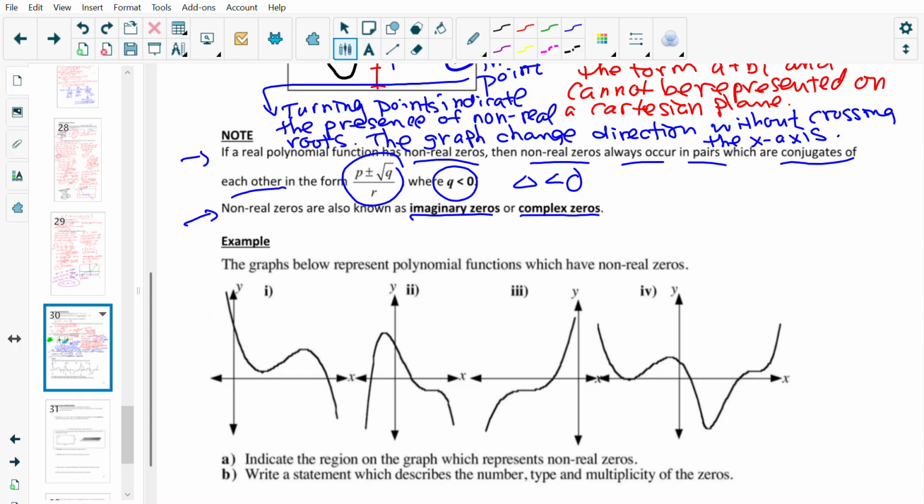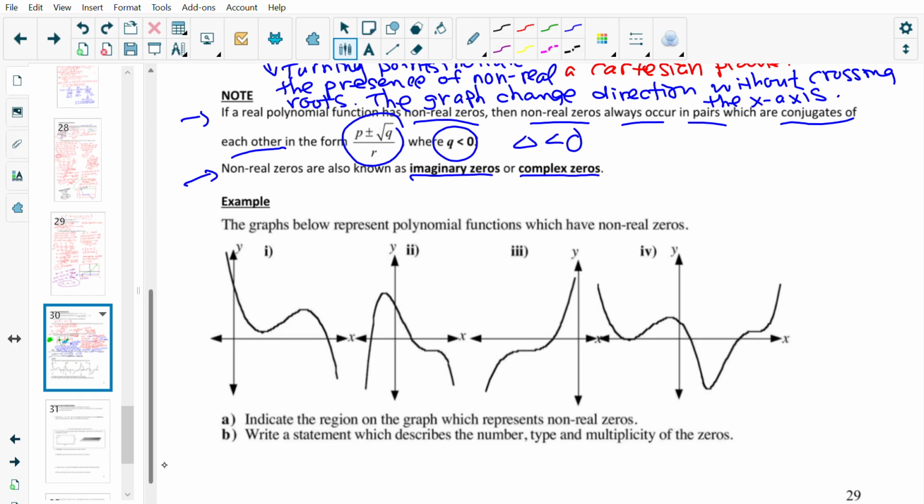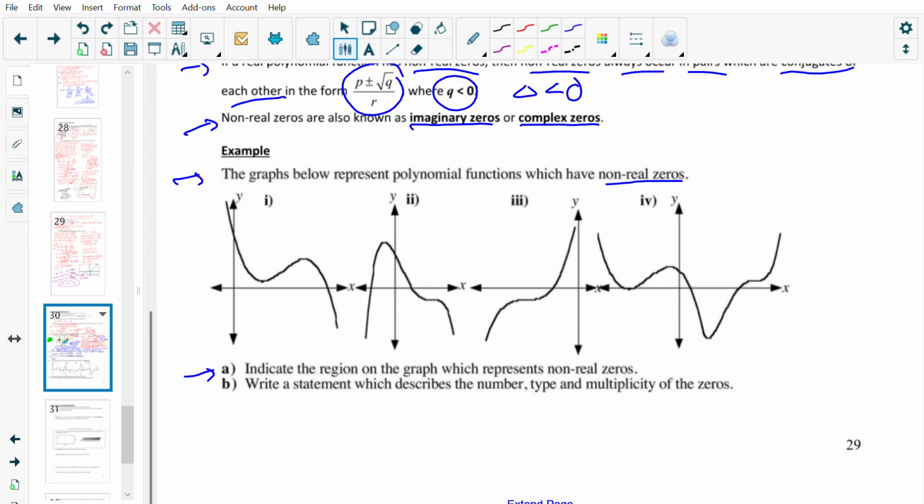Okay? Non-real zeros are also known as imaginary zeros or complex zeros. Okay? So examples, the graphs below represent polynomial functions which have non-real zeros. Indicate A, the region on the graph which represents non-real zeros. Turning point, inflection point, concave up, concave down, but does not cross x-axis, and it's my turning point. Okay, that's all you need to know.